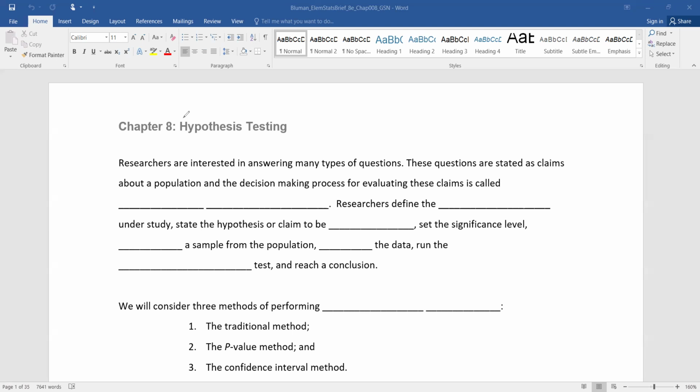All right. Researchers are interested in answering many types of questions. These questions are stated as claims about a population. The decision-making process for evaluating these claims is called hypothesis testing.